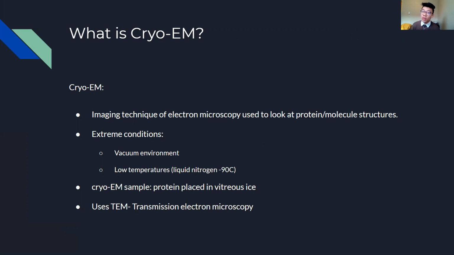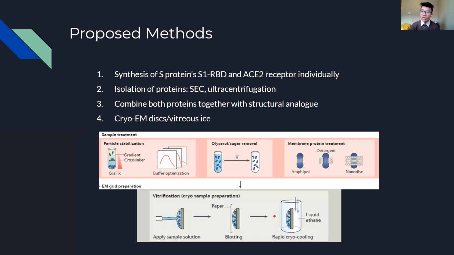Afterwards, the sample is processed via a transmission electron microscope, where the electron beam shoots the sample and a high resolution image is collected as a result. And so my proposed method for identifying inhibitory compounds goes as follows.